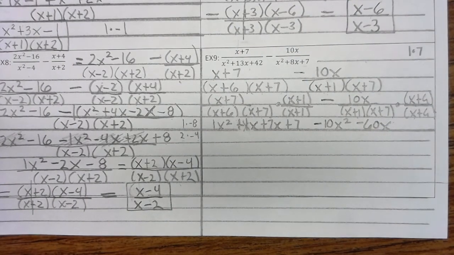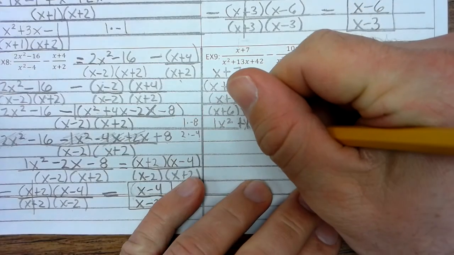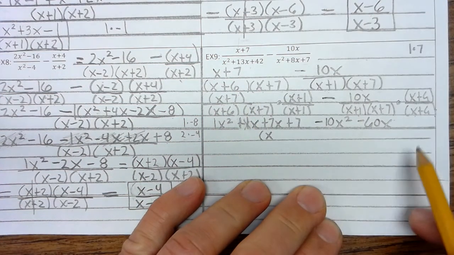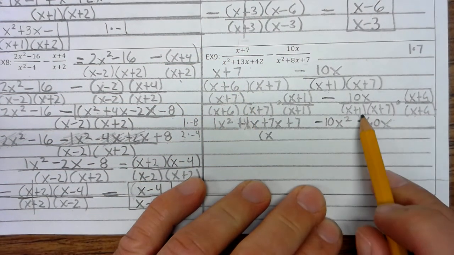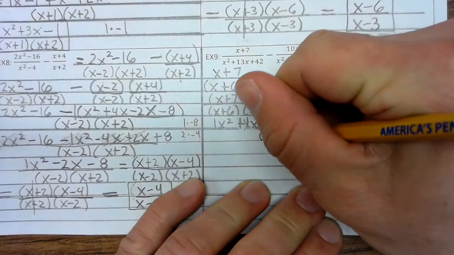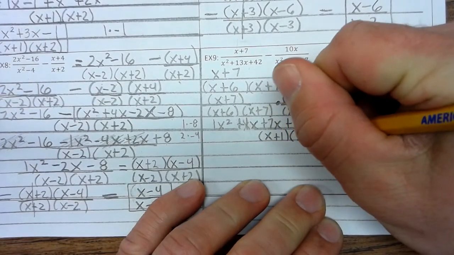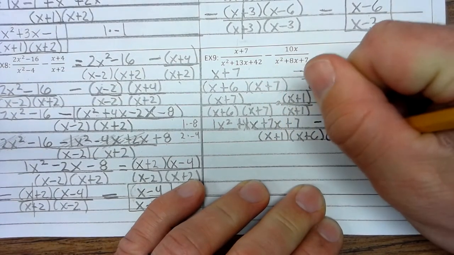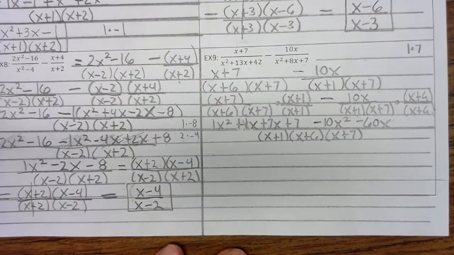And that's all divided by, I'm going to list them from smallest to greatest. So the 1, then 6, and 7. So x plus 1 times x plus 6, x plus 7. You don't have to write it that way. It just looks much better that way.